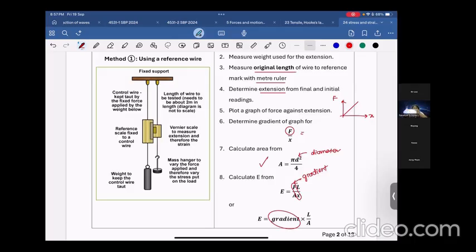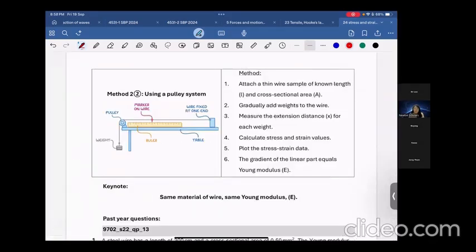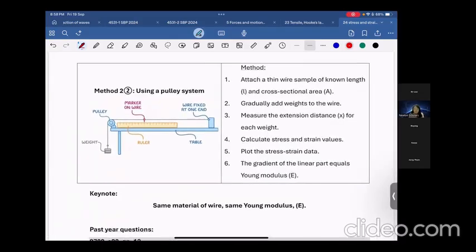How about others? Another method you can use is the pulley system. You attach a thin wire sample with a known length. You already know the original length, but actually you have to measure it also. Then you also have to measure the area. This method is simplified. If more in detail, you have to mention like just now: measure the diameter using what, then continue to add your load, measure the extension, and calculate the stress and strain. This one is slightly different in that they count stress and strain.